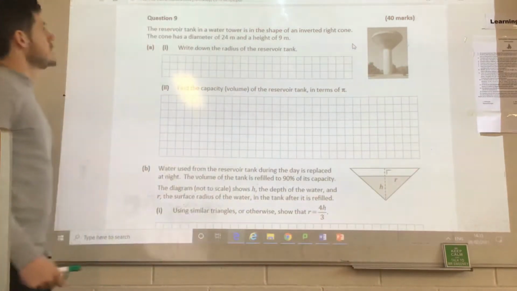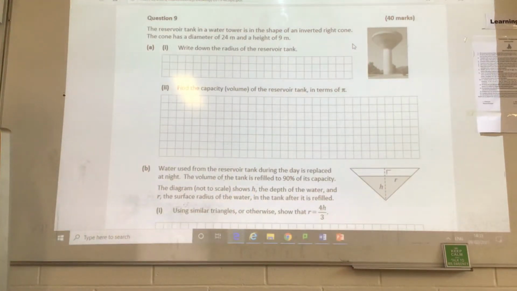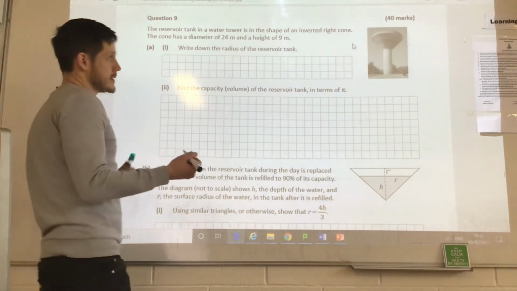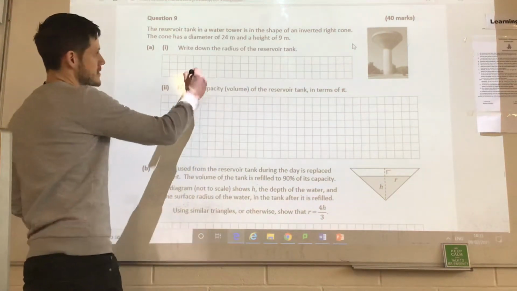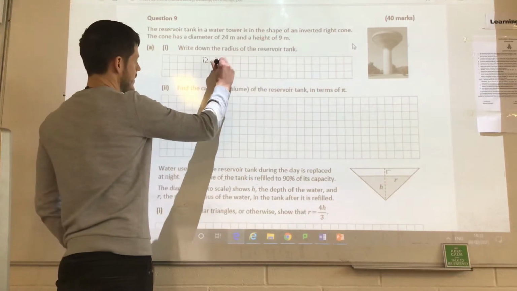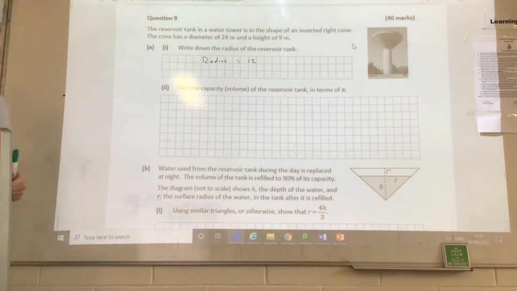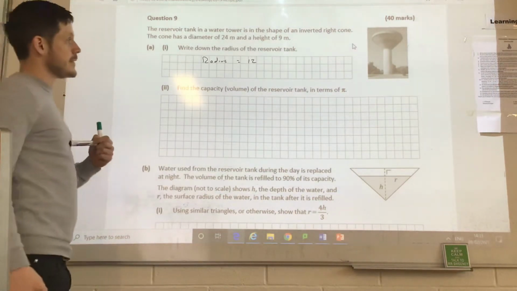So, here's a little picture of this reservoir tank. It says, the reservoir tank in the water tower is in the shape of an inverted right cone. The cone has a diameter of 24 meters and a height of 12. Write down the radius of the reservoir tank. So it tells you the diameter is 24, so the radius is half of that. So the radius has to be 12. Again, very, very easy marks, and it's all about knowing that the radius is half the diameter.